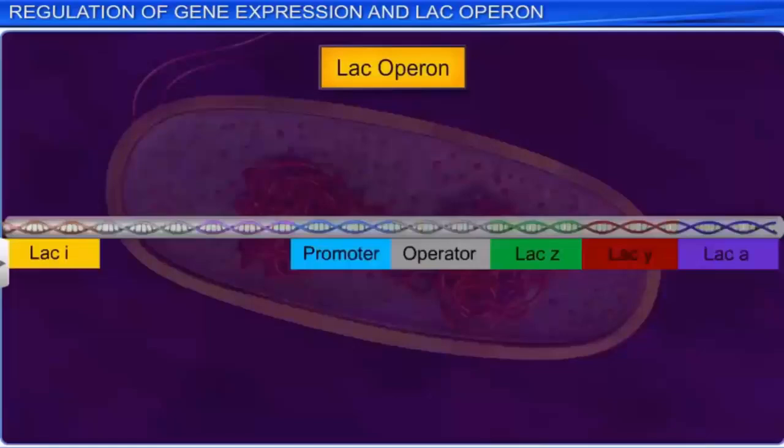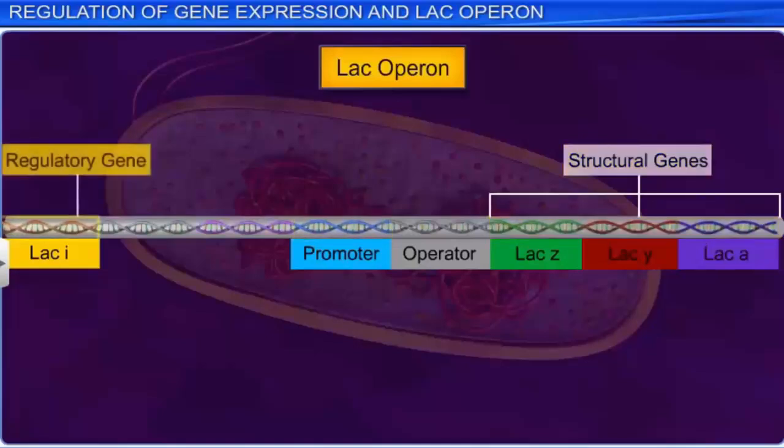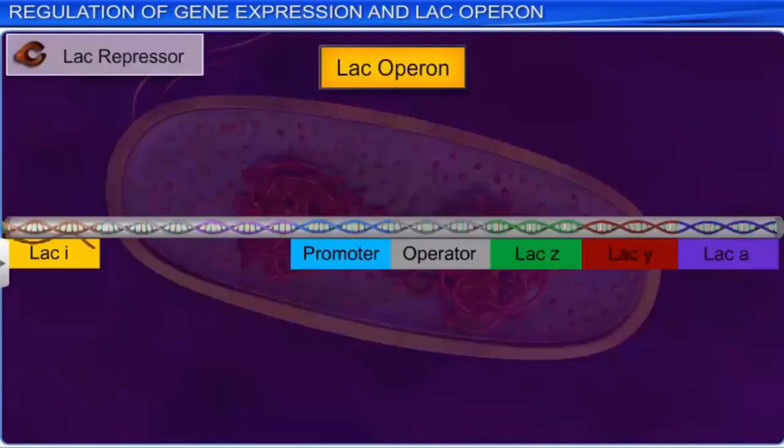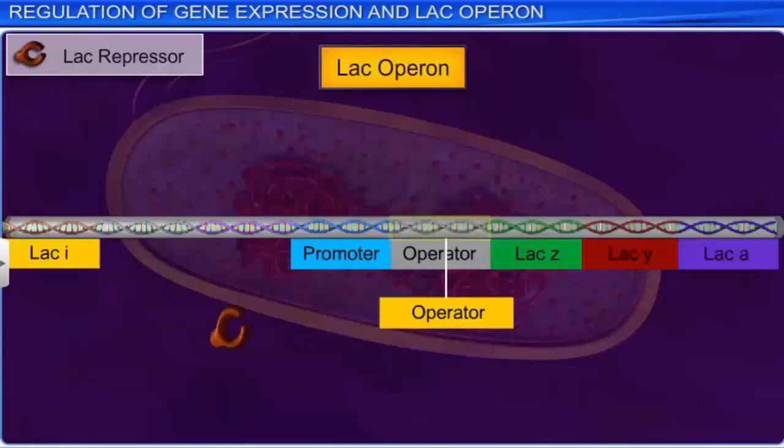Before we understand the lac operon in detail, let us understand what an operon is. An operon consists of a structural gene which codes for several proteins and is regulated by a common promoter and regulatory genes. Each operon has its specific operator and specific repressor. For example, the lac operator is present only in the lac operon and it interacts specifically with the lac repressor.